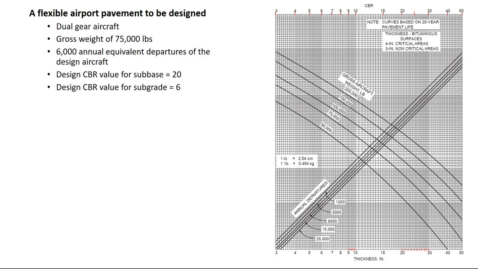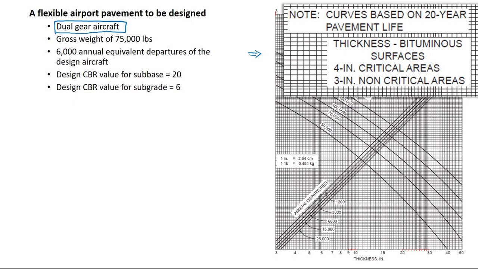Now, because the design aircraft is dual gear, we are going to pick the appropriate design chart. So this is the design chart for dual gear aircraft. On top of this design chart there is some information. It says that these curves are based on 20 years design life, and the critical thickness of the top layer, which is the bituminous layer or asphalt layer, is 4 inch. So from here we get the idea that D1 is going to be 4 inches.